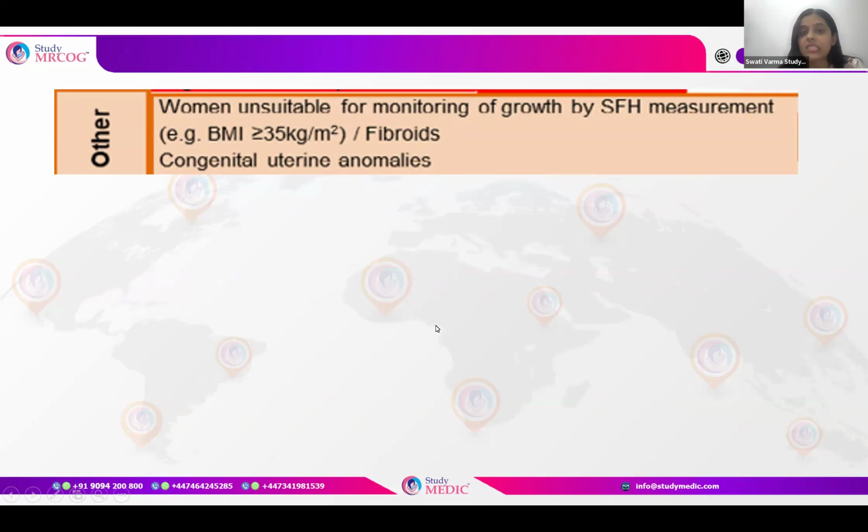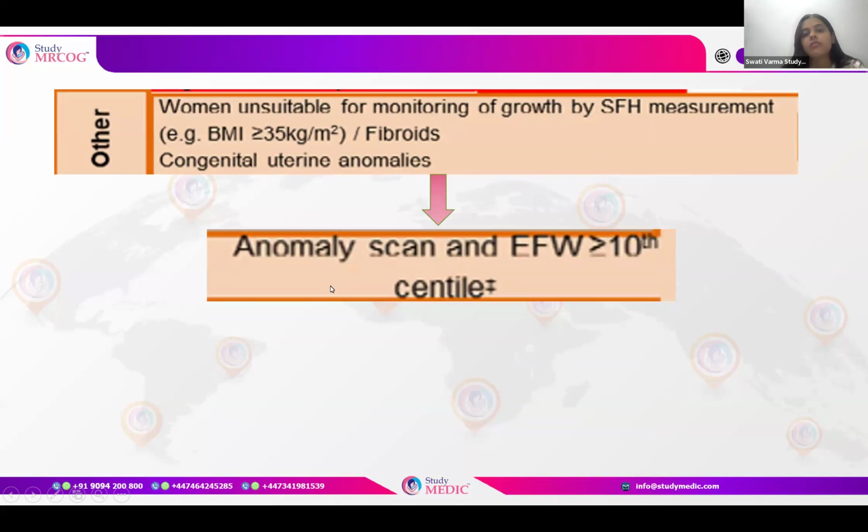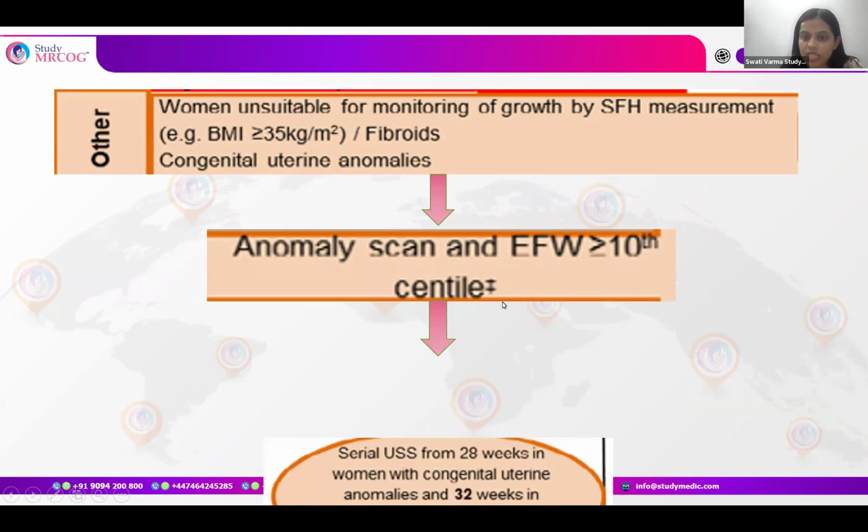Now, special category is where the woman is not suitable for monitoring of growth by SFH measurement, like BMI is very high, 35 or more, or fibroids are there, or congenital uterine anomalies are there, where symphysiofundal height won't work well. There, what you have to do? First, anomaly scan and fetal weight would have to be measured at mid-trimester scan. Means anomaly scan will be carried out and fetal weight you have to take out at mid-trimester anomaly scan.